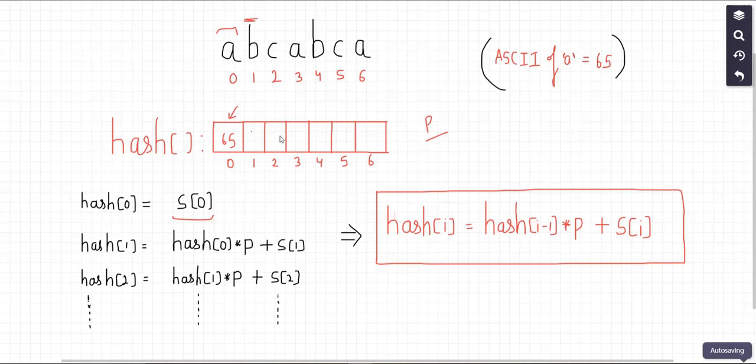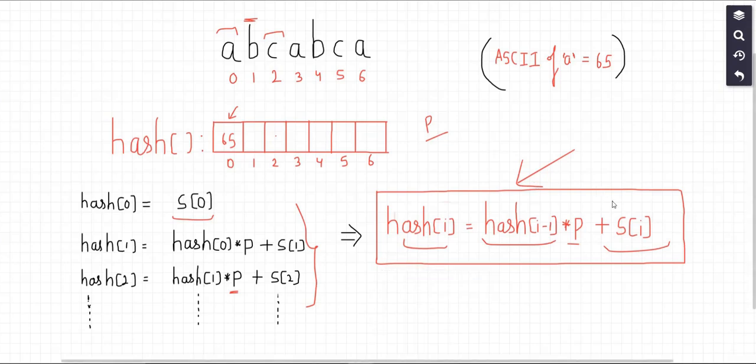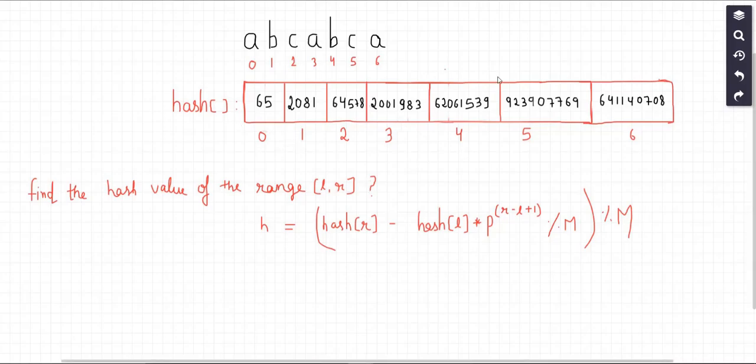And in the next case I use the hash of the previous prefix and multiply that hash with p and add the ASCII value of the character that I am standing on, right? That's how I generate the hash value. So this is a generalized equation. To get the hash value of the ith character, I use the hash value of the i minus 1 characters, multiply it with p and then add the ASCII value of s, that character on which I am standing. So after I do this, the hash table that I get is this.